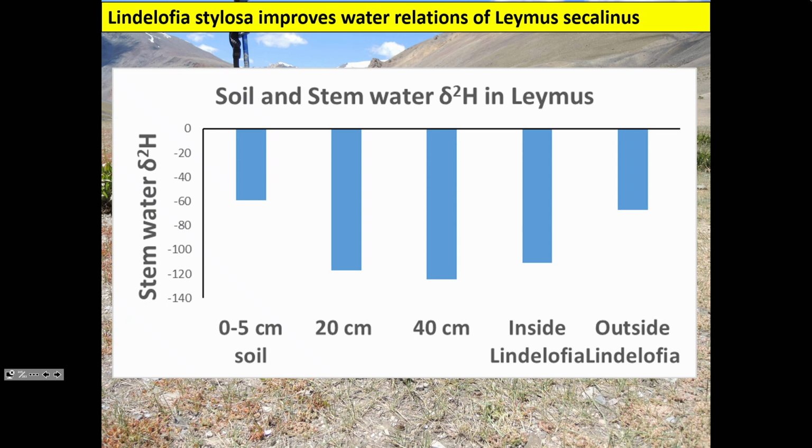So again, it's rather tedious to get this information because you have to take a stem, put it into vials, then cryodistillation in the lab, and isotopic analysis. But we can get closer to the mechanism of how these plants interact by focusing on isotopes like deuterium, like oxygen, or leaf carbon-13.